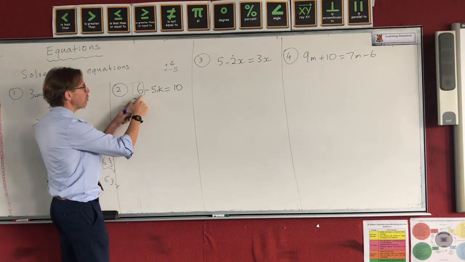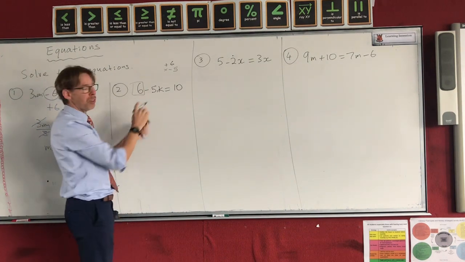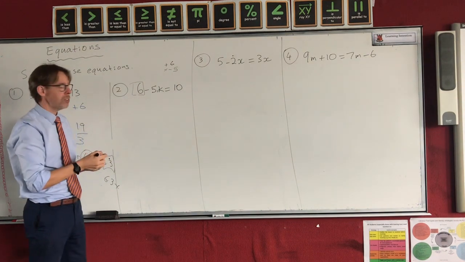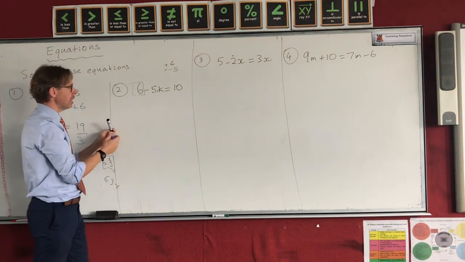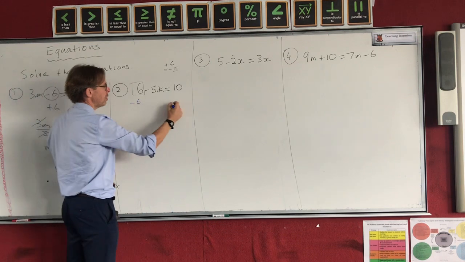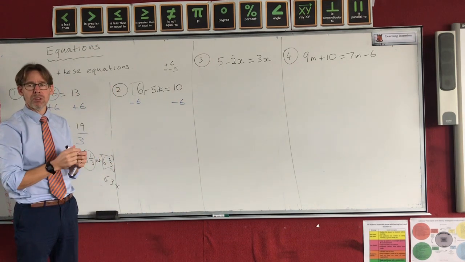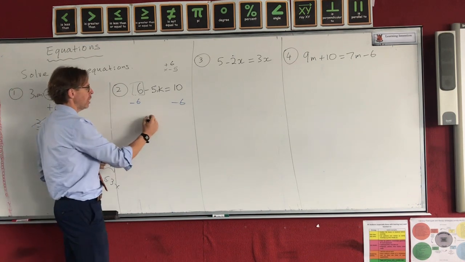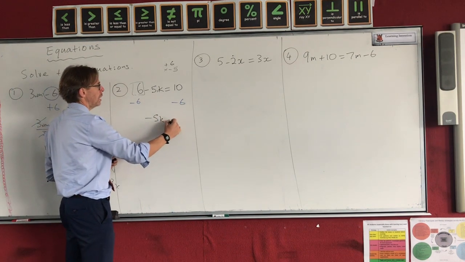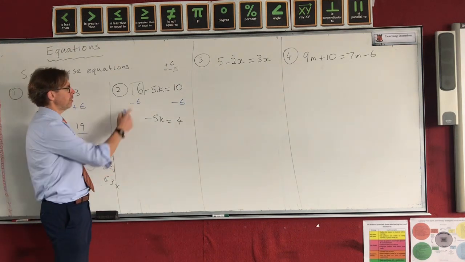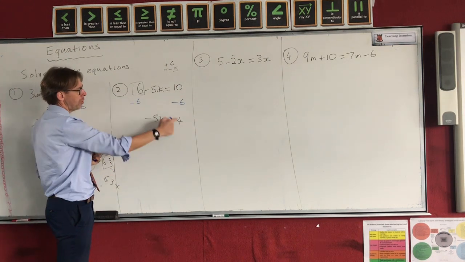Now, how do you know which one to get rid of, the 6 or the minus 5? Well, the 6 is all by itself, so you get rid of that one first. The opposite of 6 is minus 6. So minus 6 to both sides. Remember, you do both the same thing to both sides of the equation. Then you get minus 5k is equal to 4. Okay, 6 minus 6 is nothing, 10 minus 6 is 4.